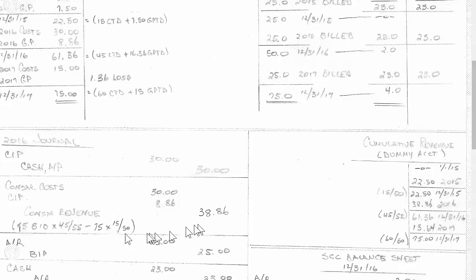Another way to take a look at it is to look at the total bid amount, $75 million, and we are 45/55 done. And in previous years, we recognized 15/50 of that amount. And so if you would run the numbers on the total gross profit to date, less the gross profit recognized in a previous period, we would arrive at this same $38.86 million.